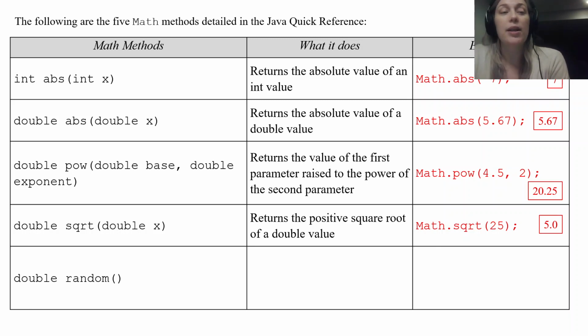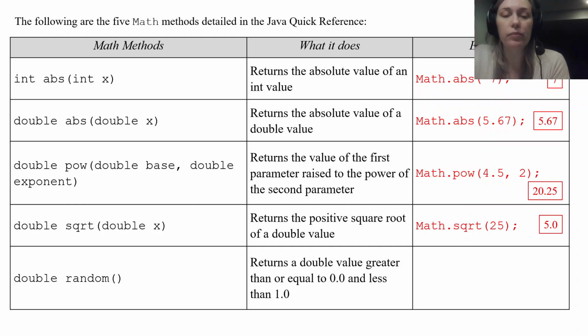The last one is random. Random accepts nothing in parentheses. It is a 0 parameter list, and it returns a double value greater than or equal to 0 and less than 1.0. And that's how it's used. We're going to talk about random towards the end of the lesson a little bit more, after we work through a couple of expression examples first. But we're going to expand on exactly what the dot random does in a moment.